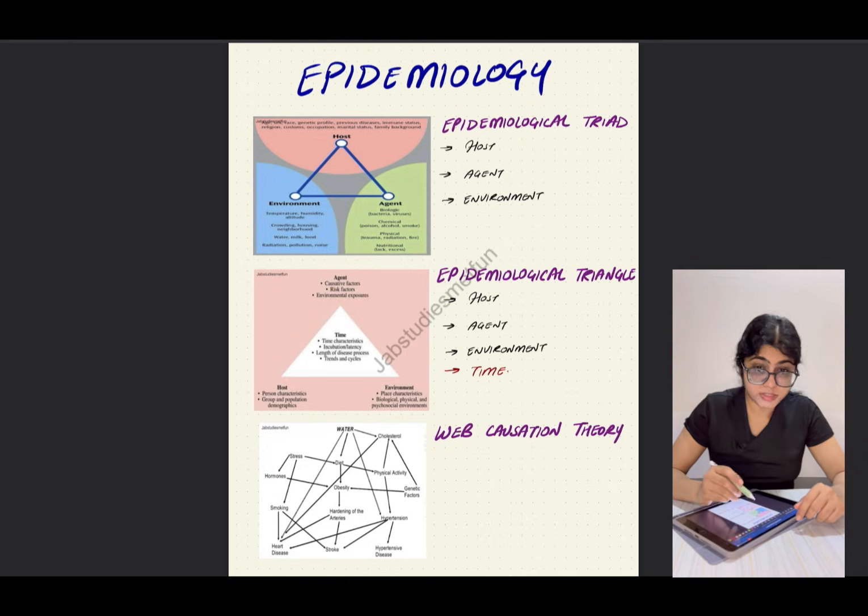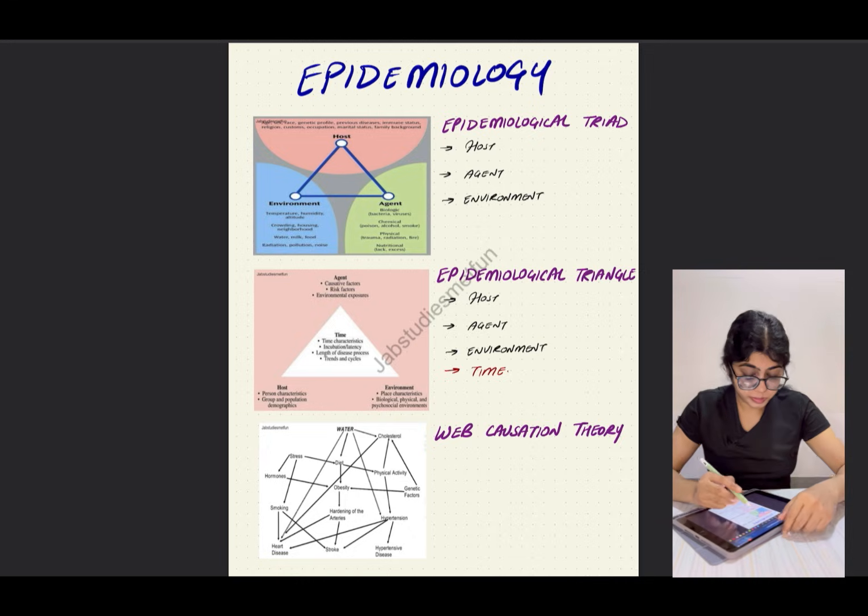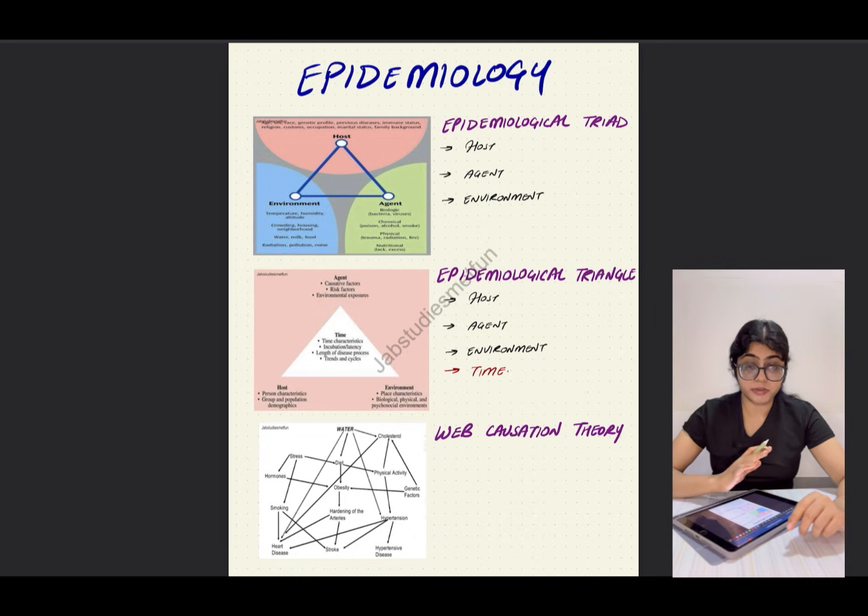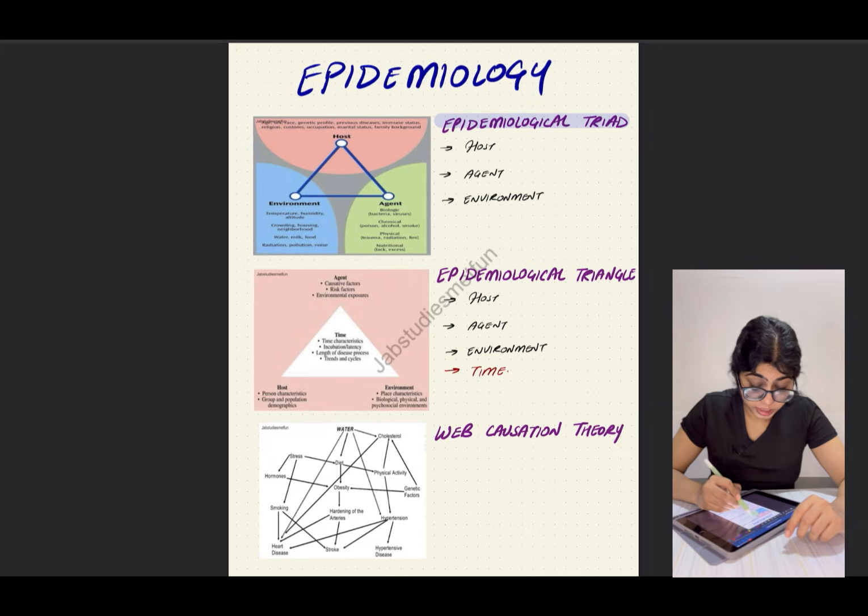Next topic we have is epidemiology. In epidemiology, it's pretty simple to remember because all of this has been repeated multiples of times. The first topic we have is epidemiological triad. The only thing you have to remember are the components of the epidemiological triad. The three components are host, agent, and environment.